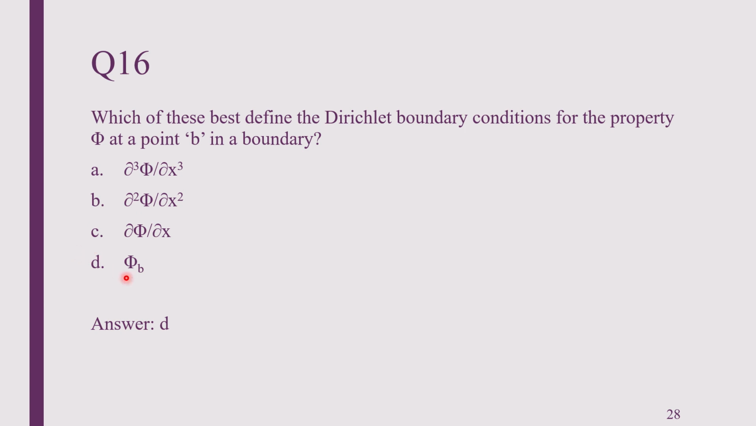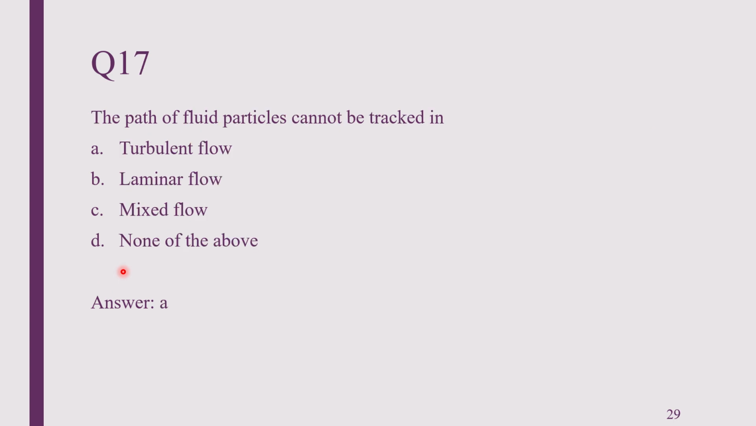So the answer is option D, because we are giving a Dirichlet boundary condition, not a Neumann boundary condition, at the boundary. I mean, we are not giving the derivative. Since we are using the Dirichlet boundary condition and specifying the value at a point B, we are denoting it as phi b. Phi b is equal to something. So option D is the right answer. And we'll go to question 17.